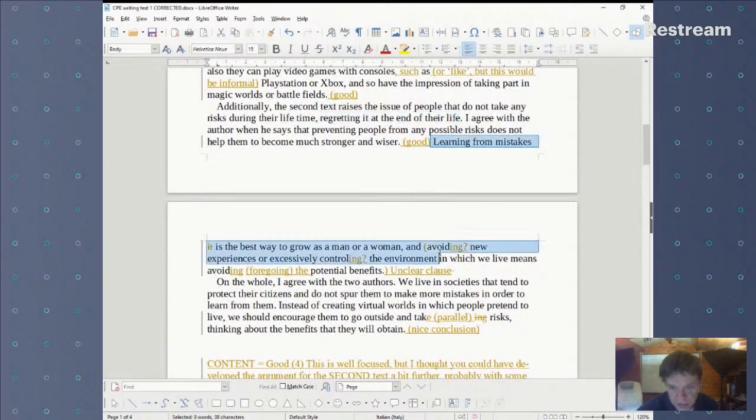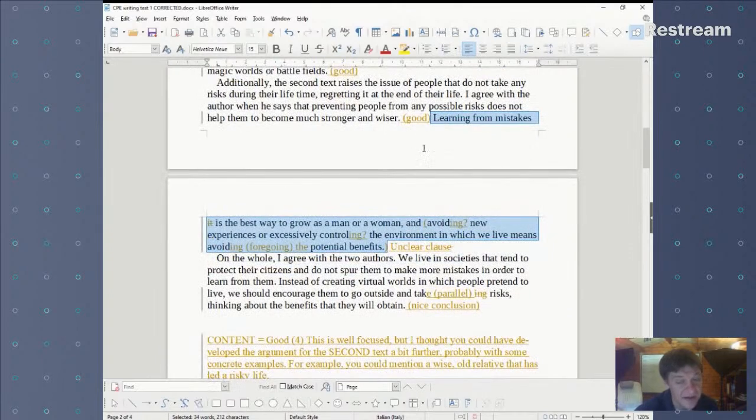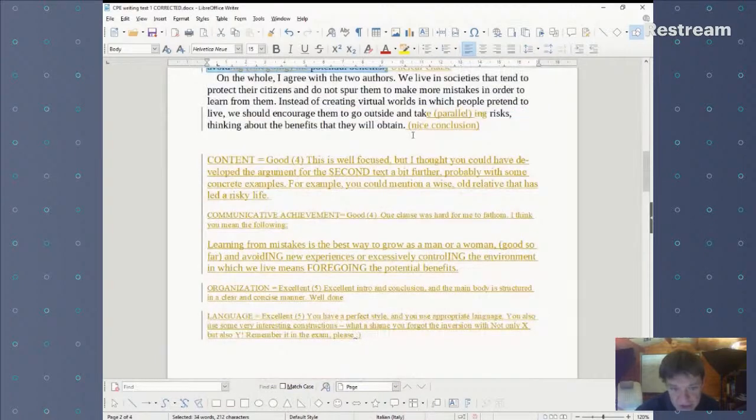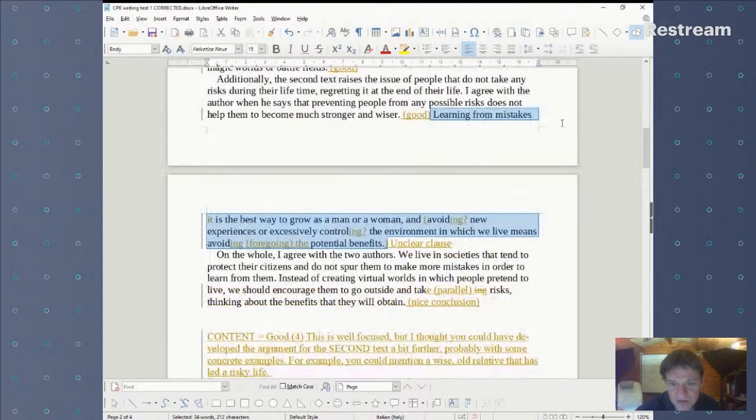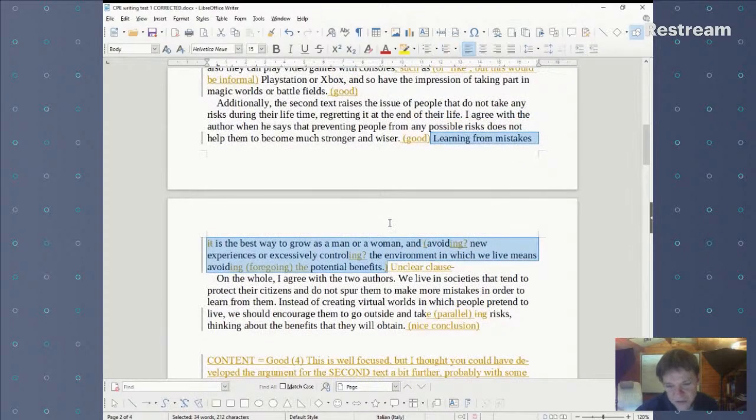Now, actually, I want to just go below here because this whole part was unclear to me. This was the only part of the essay where I felt that the essay will lose marks, quite a lot of marks on this part, just because it was too unclear, unfortunately. So let's have a look how I changed it. Because I was confused about this, and avoid new experiences or excessively control, which means avoid. So the problem was parallel structure. Yeah, let me cut to the chase. Yeah, let me get straight to the point. The problem was parallel structure.